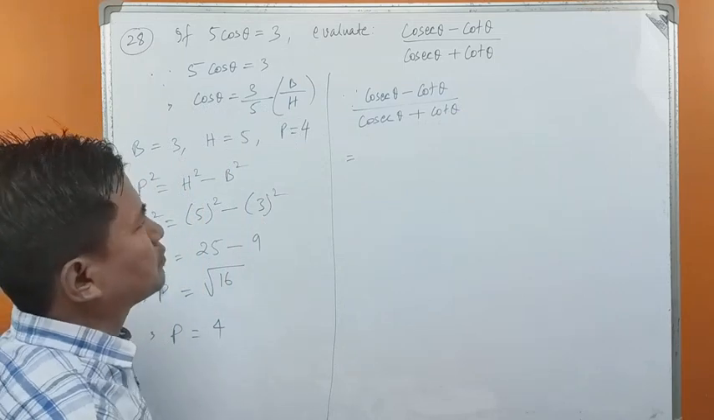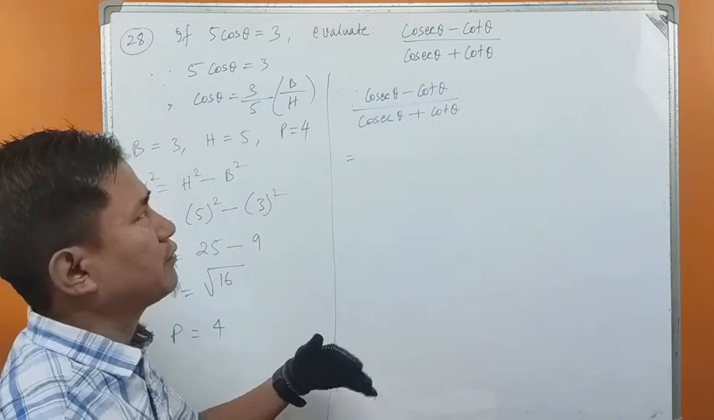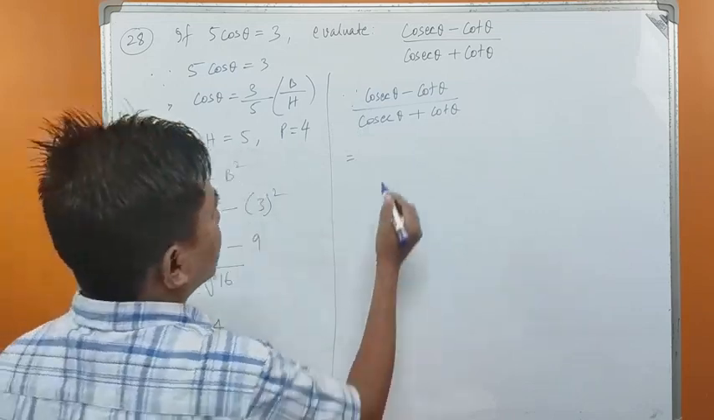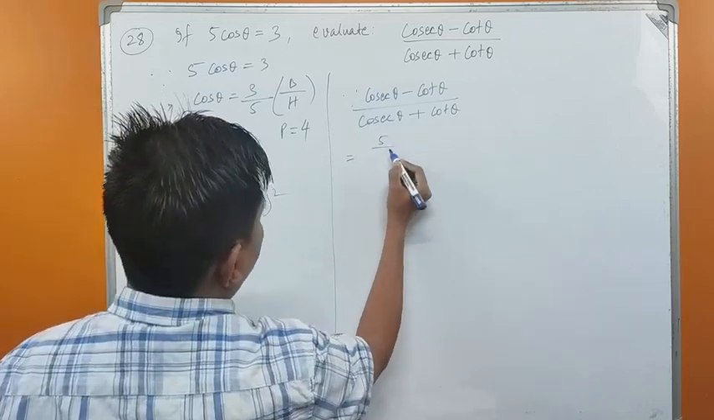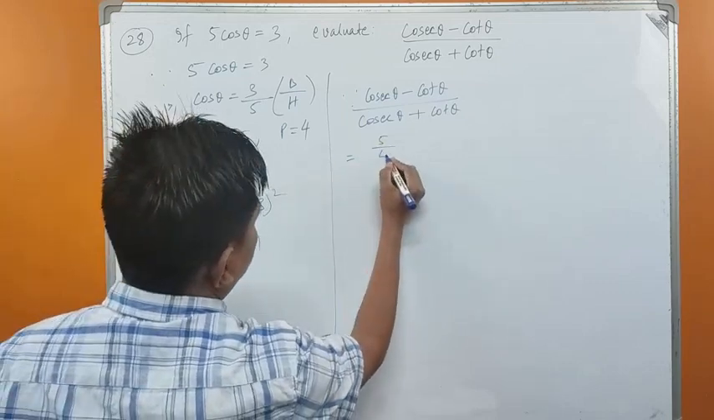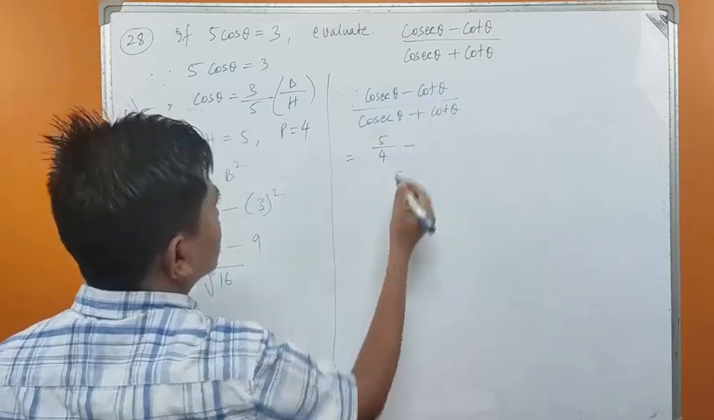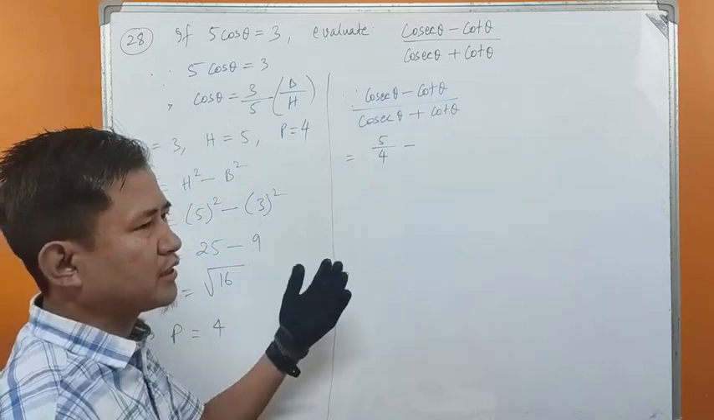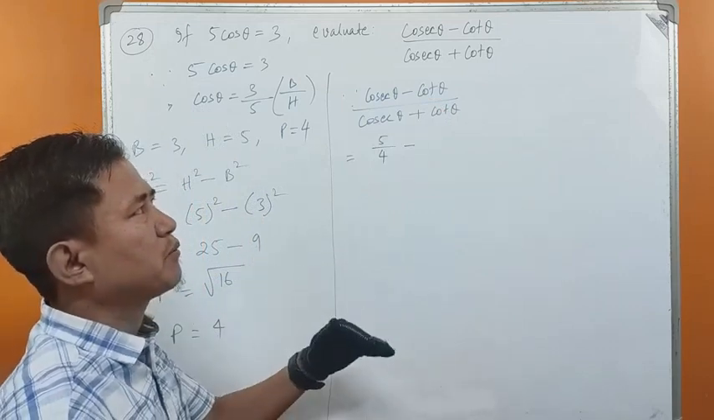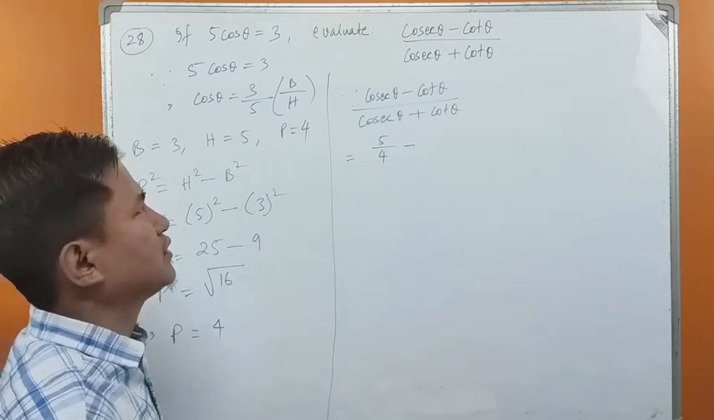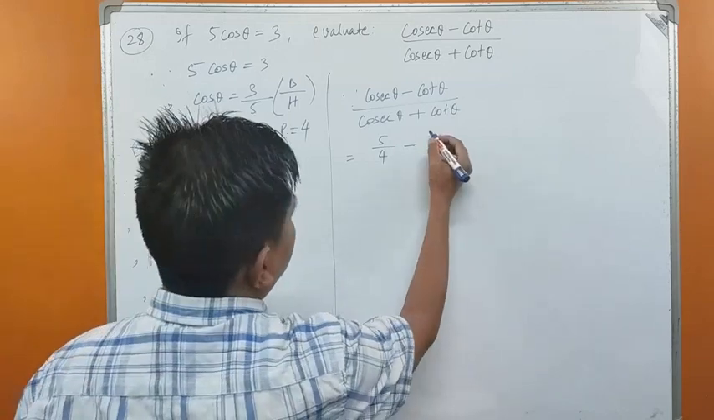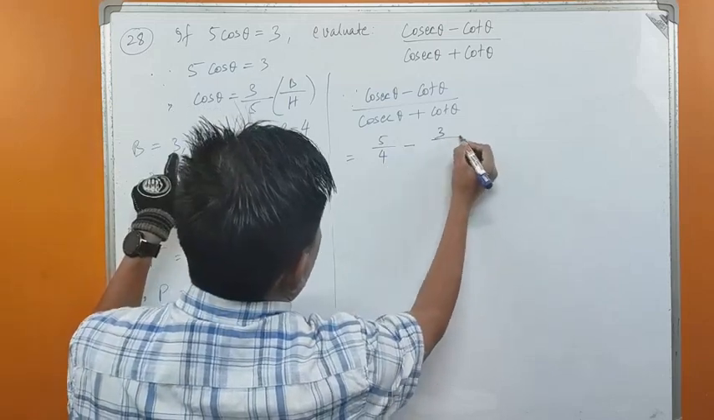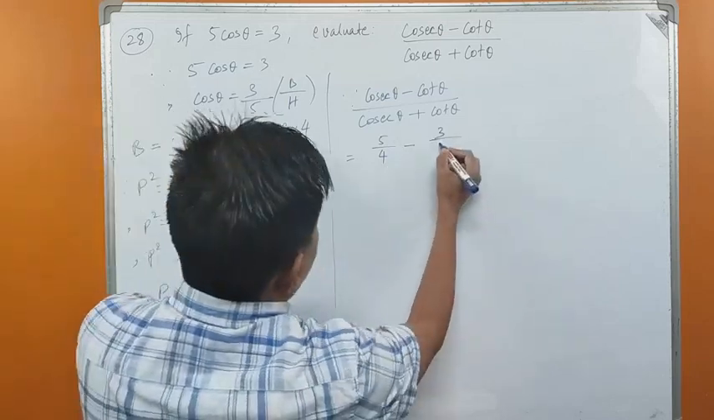So sin theta is perpendicular upon hypotenuse. Some people have cosec theta as hypotenuse upon perpendicular. Hypotenuse is 5 upon perpendicular is 4, minus cot theta is base upon perpendicular, because tan theta is perpendicular upon base, and just the opposite of tan theta is cot theta. Okay, base upon perpendicular. What is base? 3 upon what is perpendicular? 4.